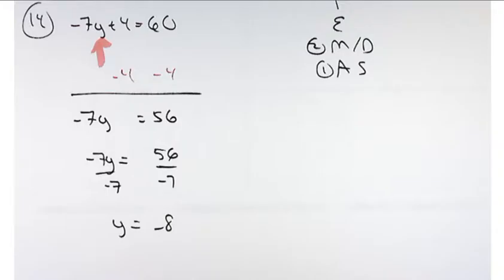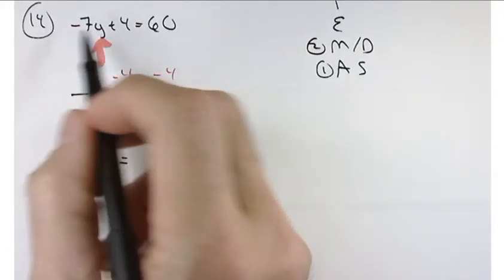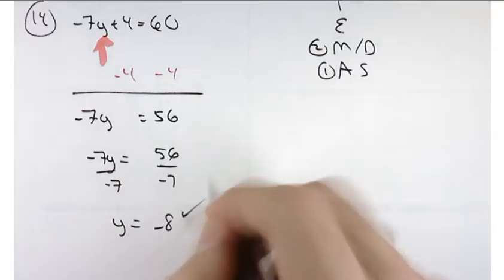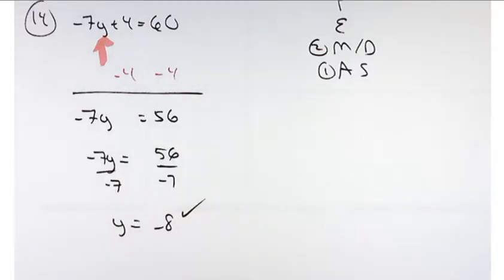How would I double check it if I wasn't sure? Yeah. Plug in -8 for y. -7 times -8 is positive 56. 56 plus 4 is 60. It checks. You can check all your answers on these types of problems as you go through your work.